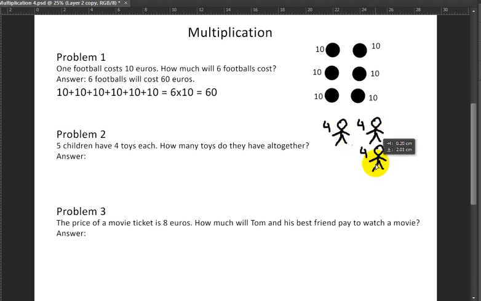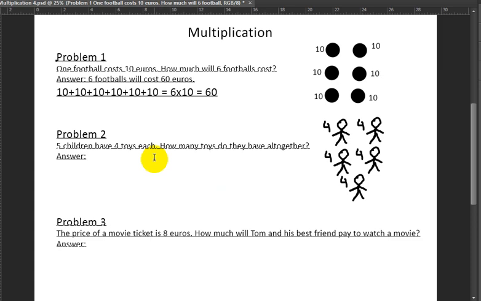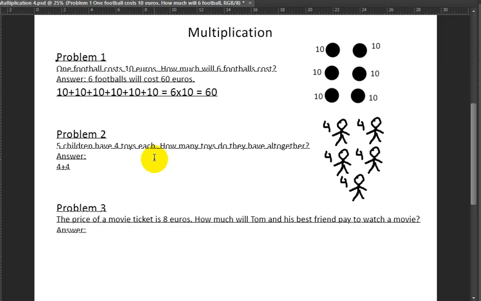Again, there are 5 children. So 3, 4, 5 children, and each of them has 4 toys. So that's 4 and 4. Altogether, they are 4 and 4 and 4 and 4 and 4. Let's write that down. 4 plus 4 plus 4 plus 4 plus 4, which is 5 fours, so 5 times 4.